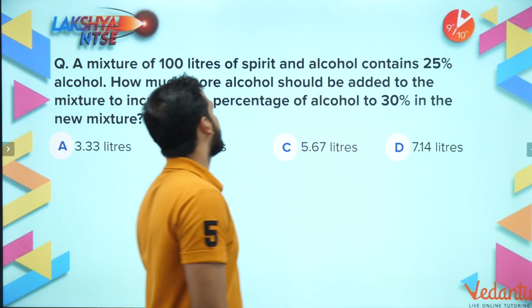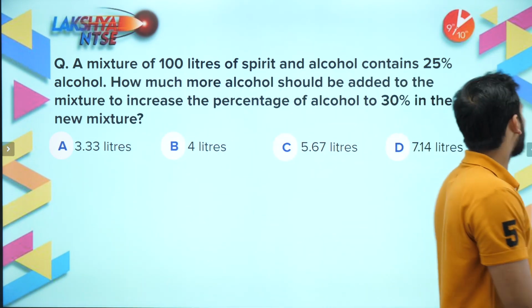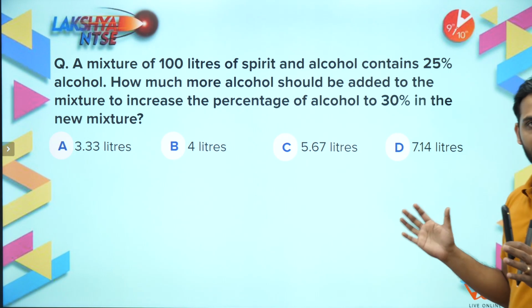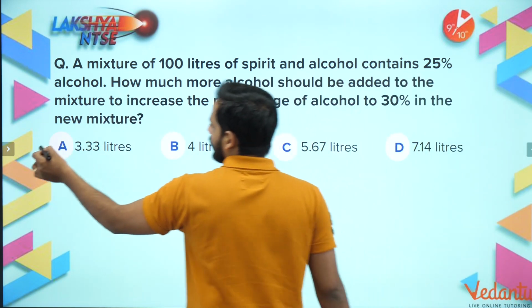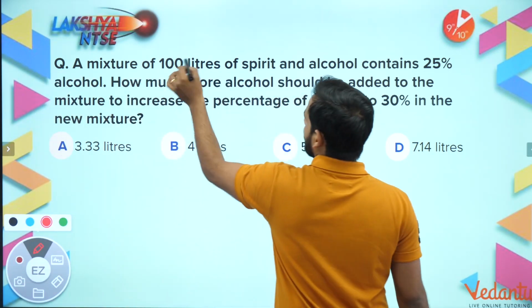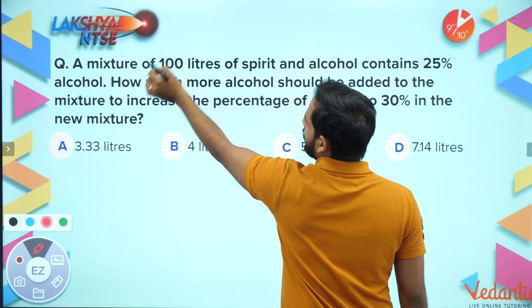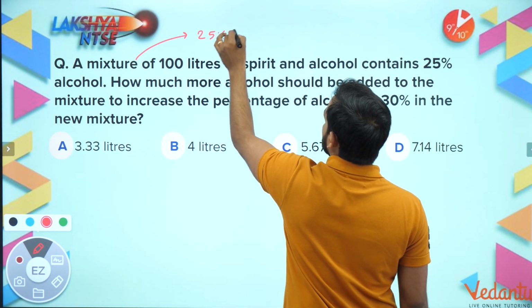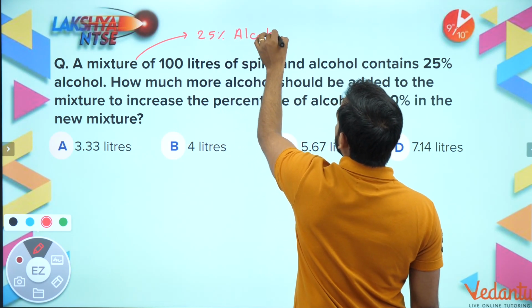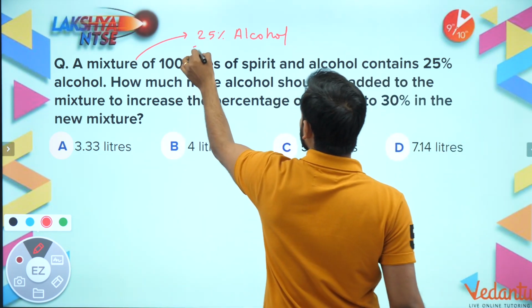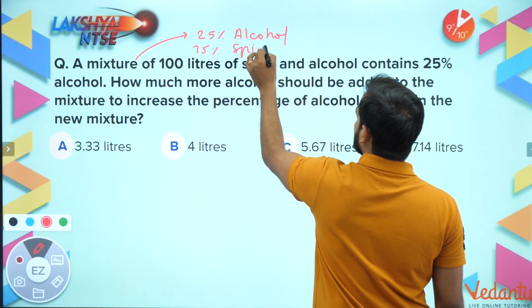A mixture of 100 liters of spirit and alcohol contains 25% alcohol. So now here they have given that in mixture A, 25% is alcohol. So I can say that in this mixture, alcohol will be 25%, and 75% will be your spirit.